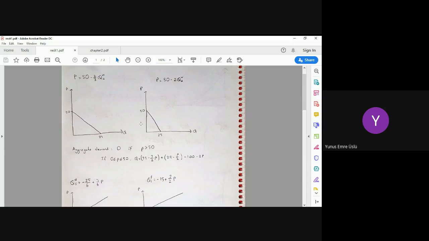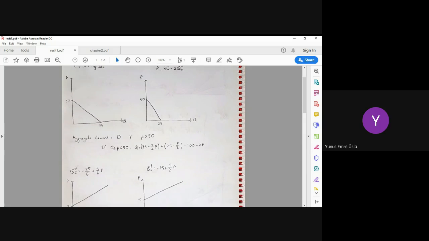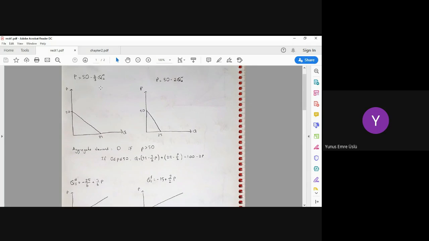So how do we find aggregate demand? If the price is equal to 50, demand will be zero. And you can see demand is decreasing in the price. So if the price decreases, demand will increase. If the price is over 50, there will be no demand for both types of consumers. If the price is between 0 and 50, we just need to sum the demand functions, not the inverse demand functions. So we need demand functions from these two functions.